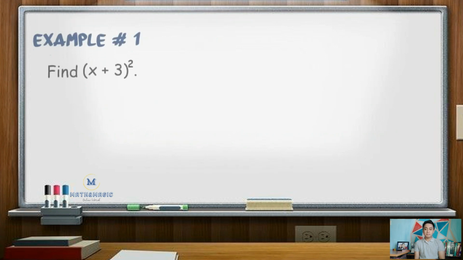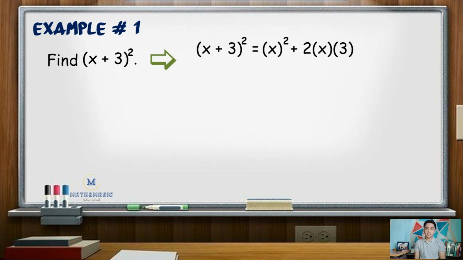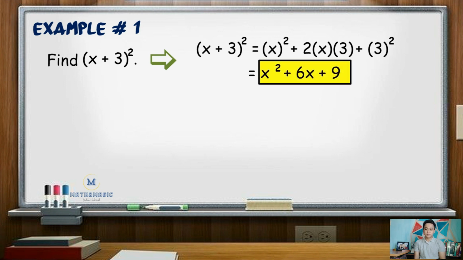For our first example, find the square of quantity x plus 3. What we need to do first is to get the square of the first term, that is x squared, plus twice the product of the first and second terms. So that would be 2 times x times positive 3, or 6x, plus the square of the second term, that is 3 squared. 3 squared is 9. Hence, the square of quantity x plus 3 is x squared plus 6x plus 9.